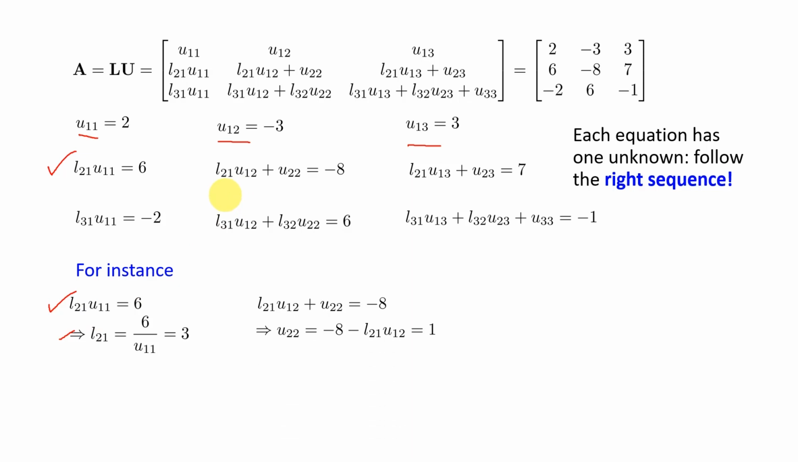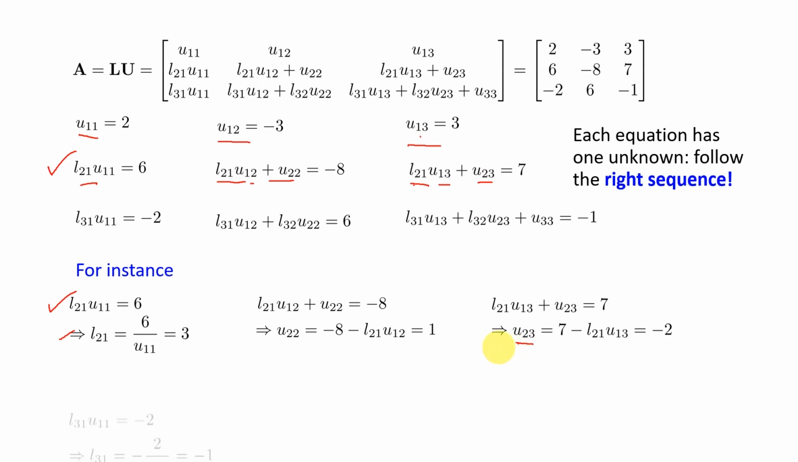Then I can come to the next element, L21 U12 plus U22. You can now see that L21 is known from here, U12 is known, so I can calculate U22. Now I can come to L21 U13 plus U23. You can see that L21 is known already, U13 is also known, so I can calculate U23.